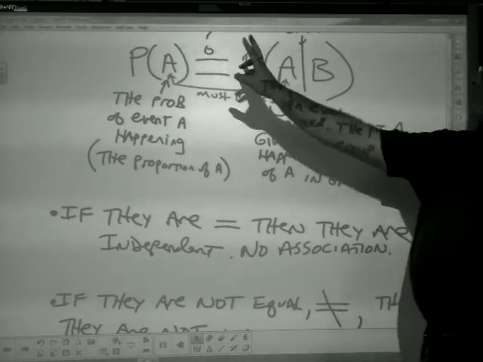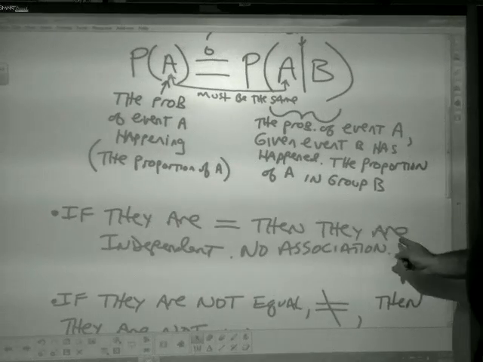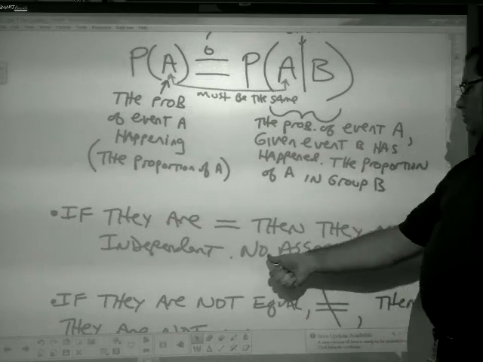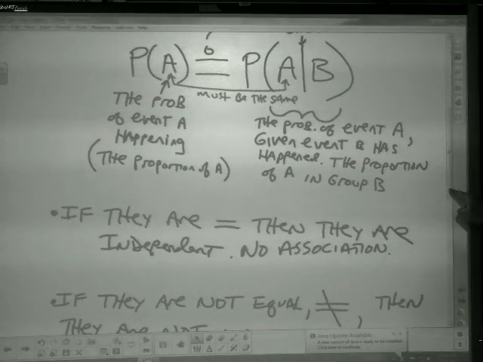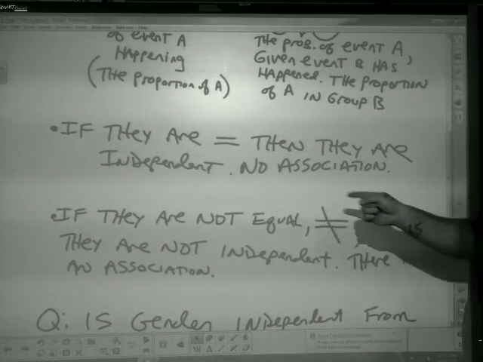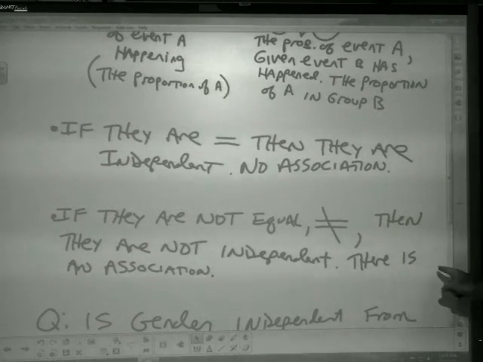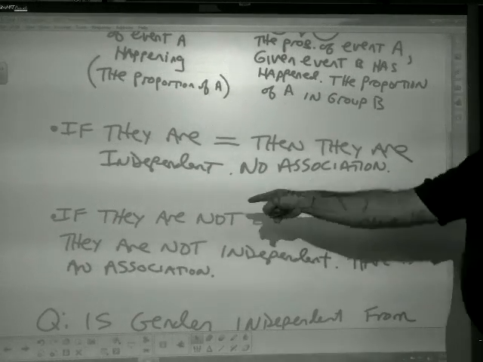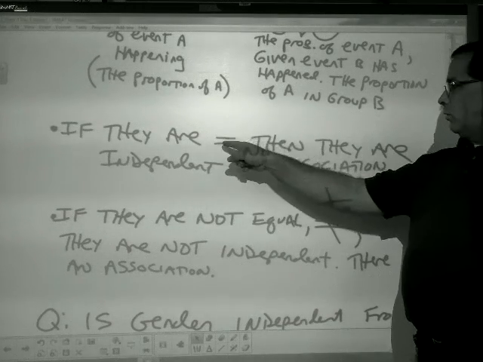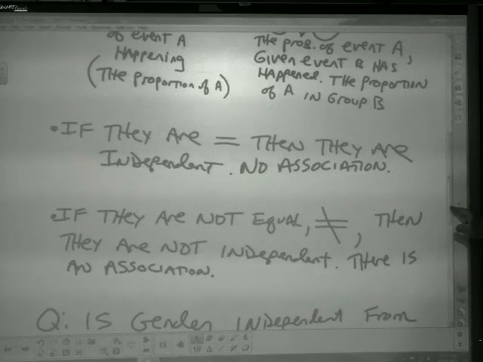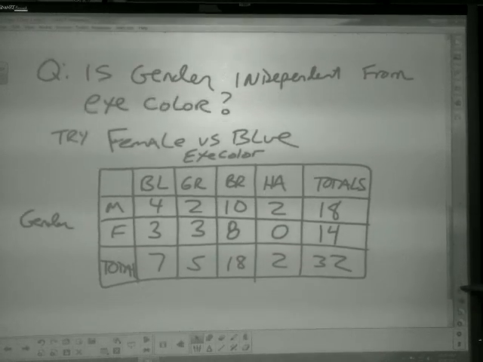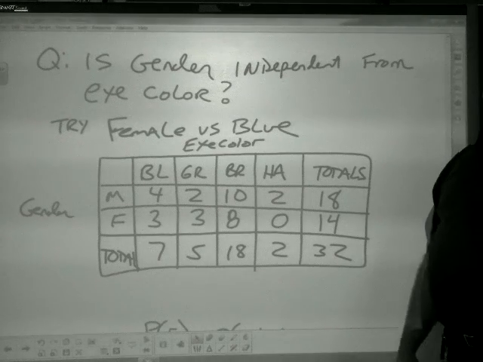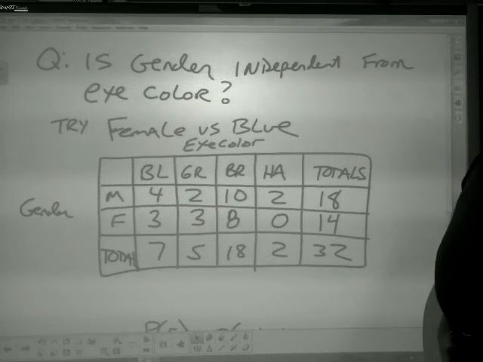But if these fractions that you get are equal, then they are said to be independent. If they're equal, they're independent, there's no association. If they are not equal, then they are not independent, and then we would say that there is an association. If they're not independent from each other, then they must be associated. So not equal, not independent. Equal, independent. So our question is, is gender independent from eye color? Okay? Is gender independent from eye color?